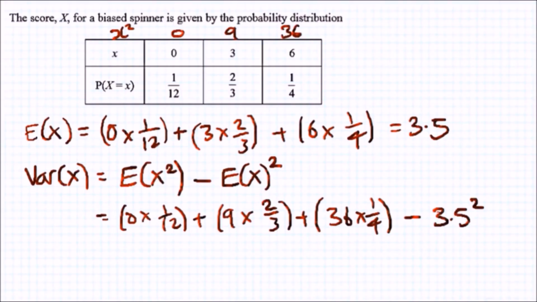And if you enter this in your calculator, you should get 2.75. That's it, 2.75. And that's it for now.